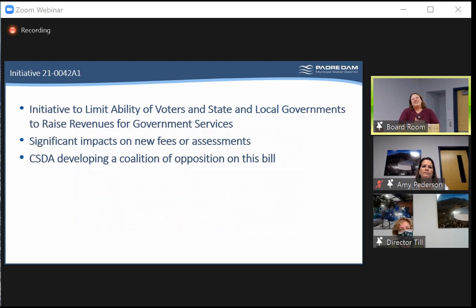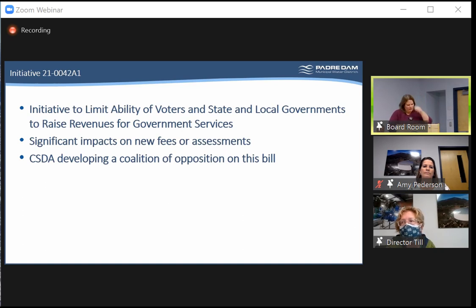So a few other topics of interest that are not necessarily active bills. And one is this initiative that is named the limit ability of voters and state and local governments to raise revenues for government services. So I'm going to let legal counsel touch on this one a little bit, but I did want to mention that there is a coalition that CSDA is developing in opposition to this particular bill.